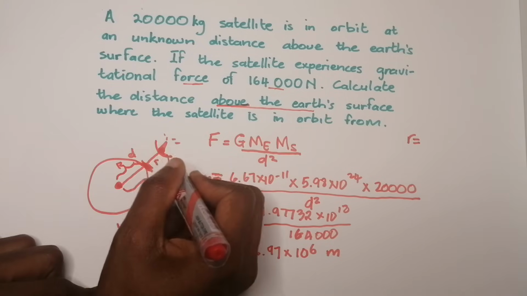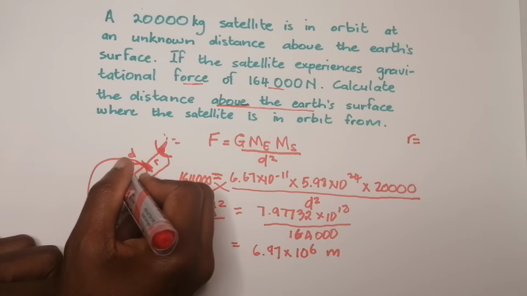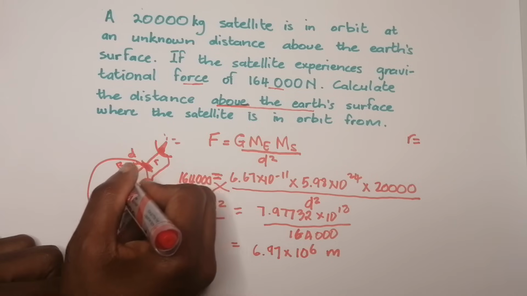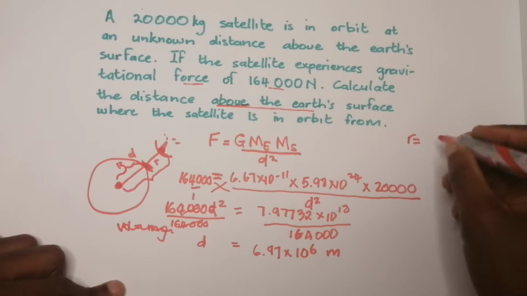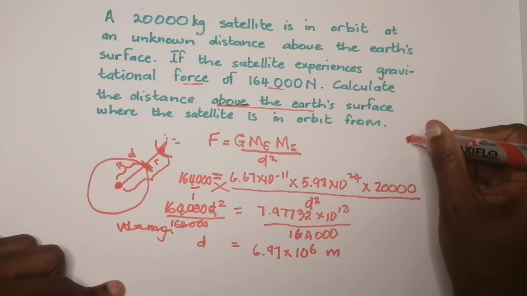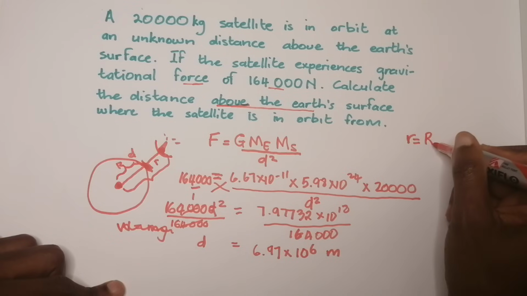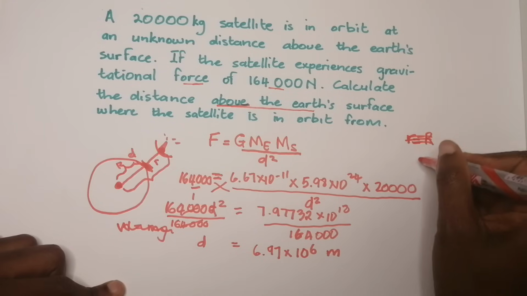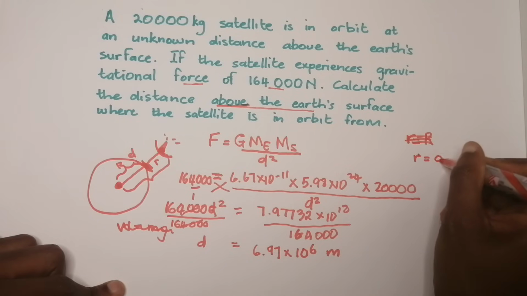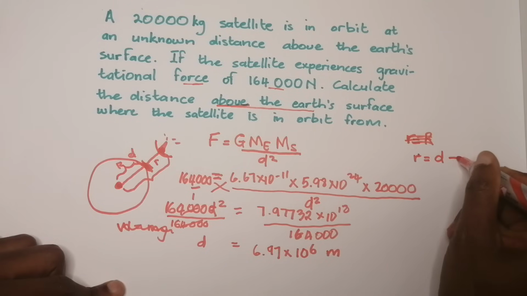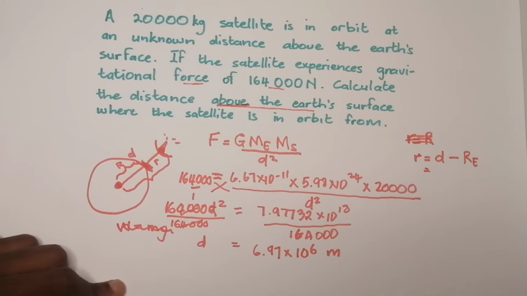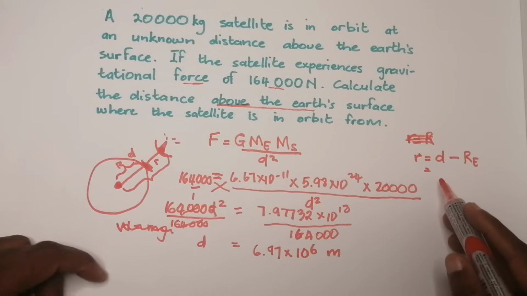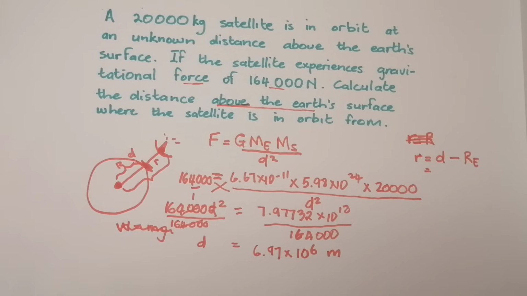So to find that distance, I'll say the total distance minus the radius of the Earth, and it should give me that small distance r. So let's put it like that: r should be equal to d, which is the entire distance, minus re, which is the radius of the Earth. I'm sure you can pull that off quite easily. We already know what the radius of the Earth is, right?